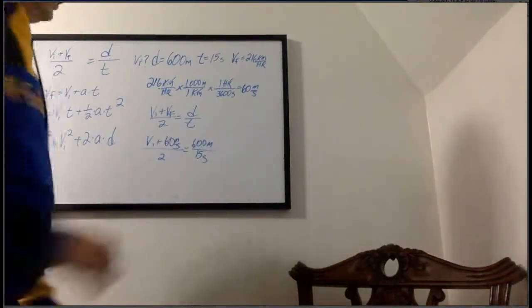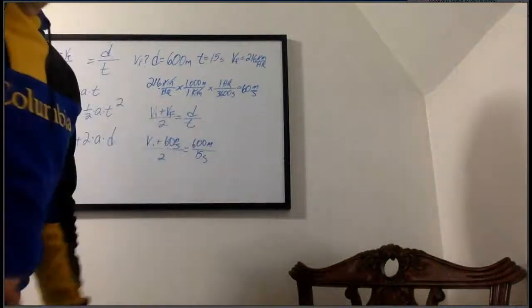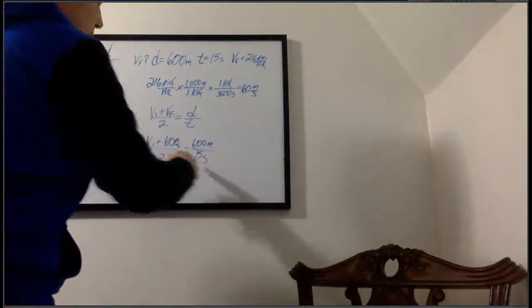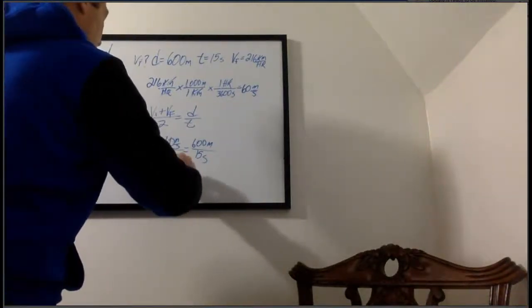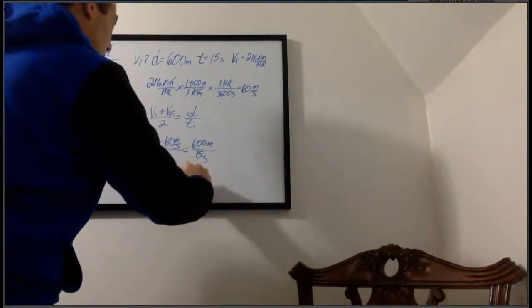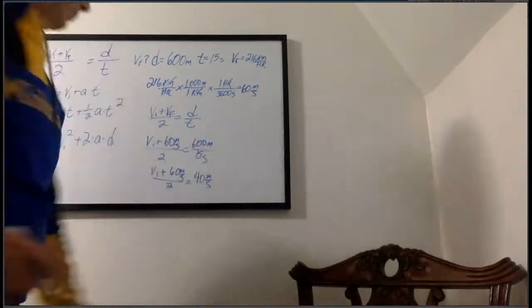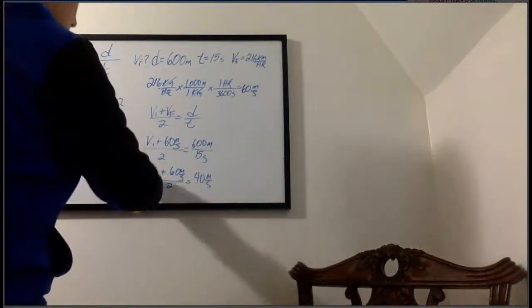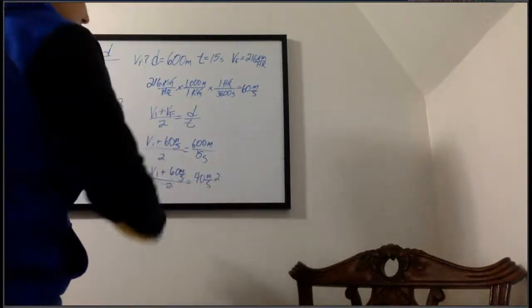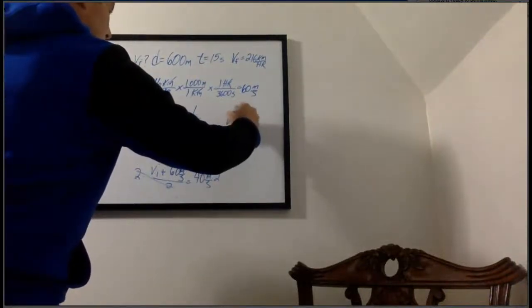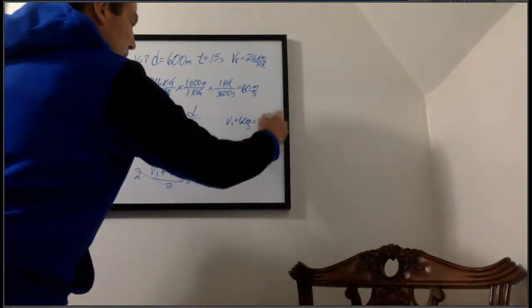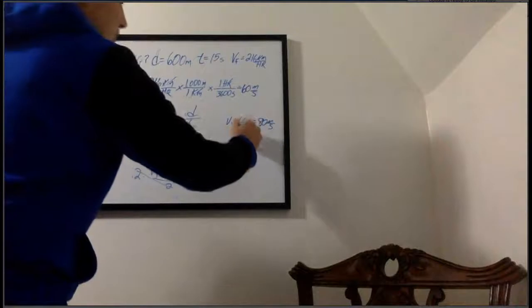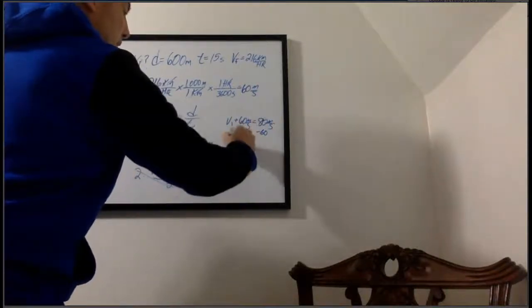All right. Let's simplify this side first because that's an easy side to simplify. Okay, so 600 divided by 15 is 40. So I'm going to rewrite this as VI plus 60 meters per second over 2 equals 40 meters per second. Now to get rid of the fraction, I'm going to multiply both sides by 2. So that cancels out. And so now I have VI plus 60 meters per second, and 2 times 40, of course, is 80 meters per second. Now I subtract 60 from both sides, and I find that VI was 20 meters per second.